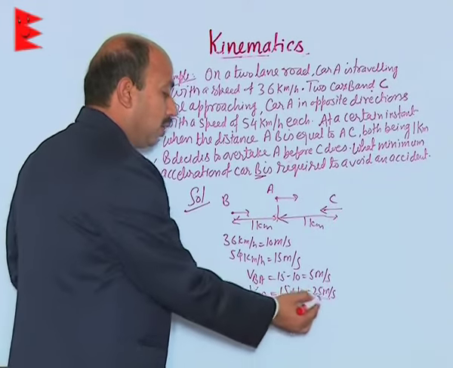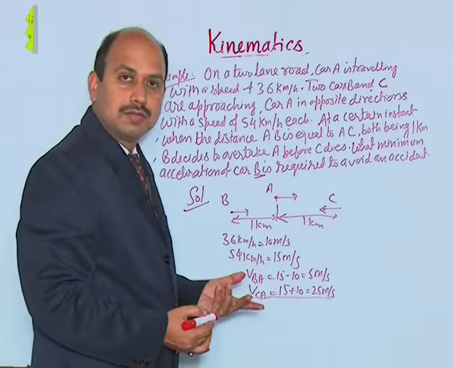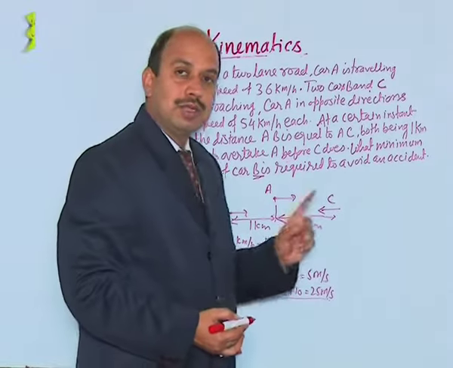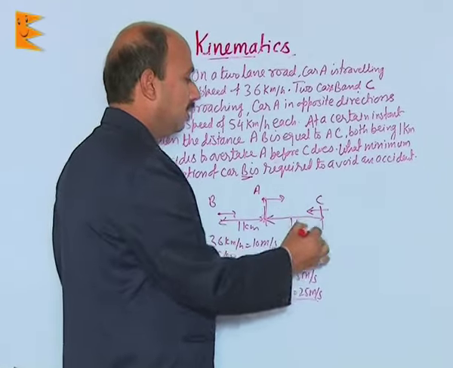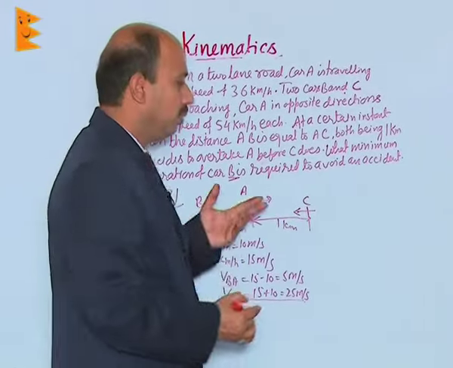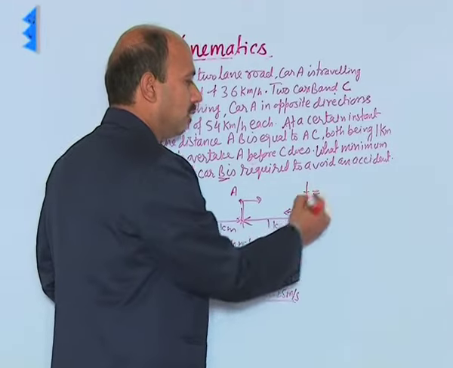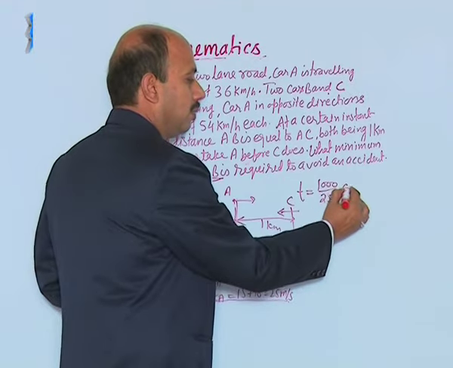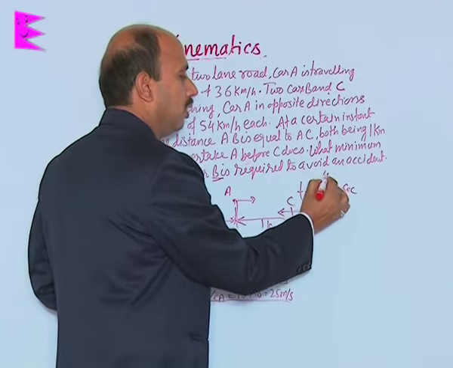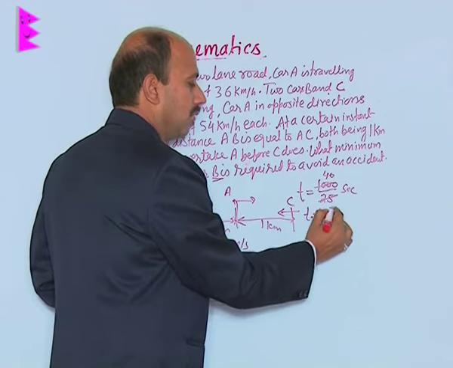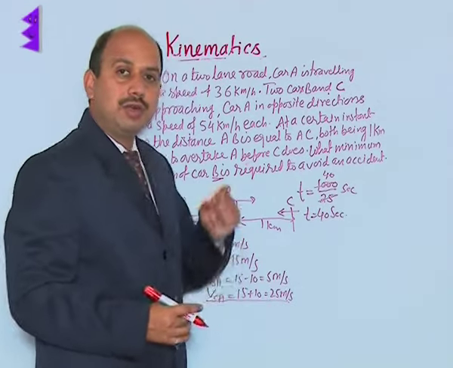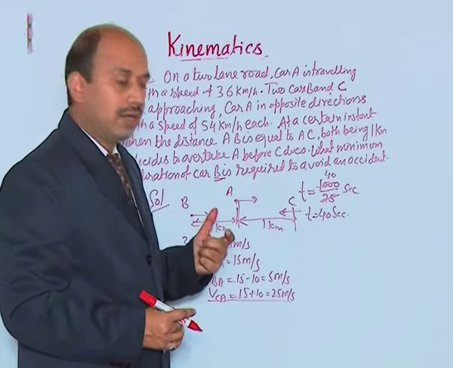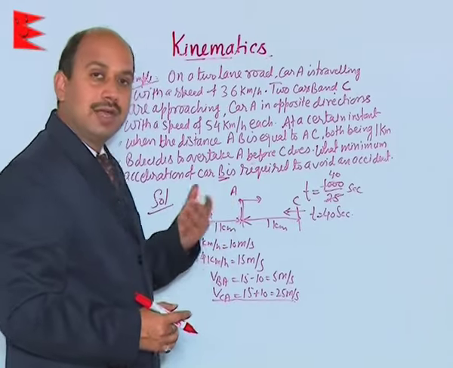So now see how much time C takes to overtake. From that we can get the minimum time available for B. We know the relative position is 1 kilometer and we know the relative velocity. So we can calculate directly time T is equal to 1000 divided by 25, in seconds. So that will be 40. So T is equal to 40 seconds. So see, 40 seconds time is available for car B, right. So this is the minimum time available to avoid an accident.